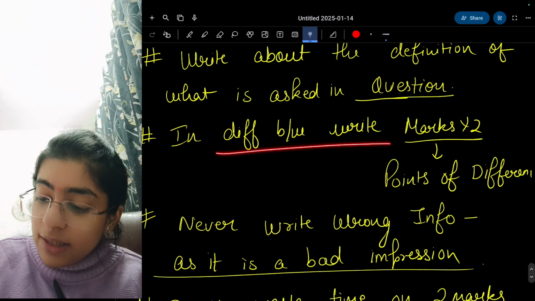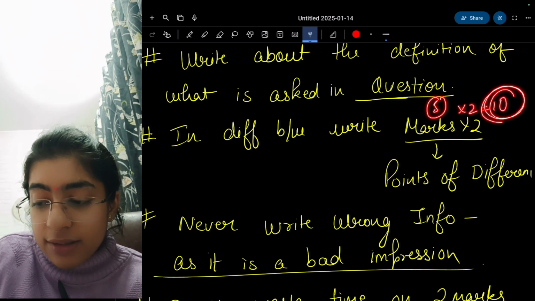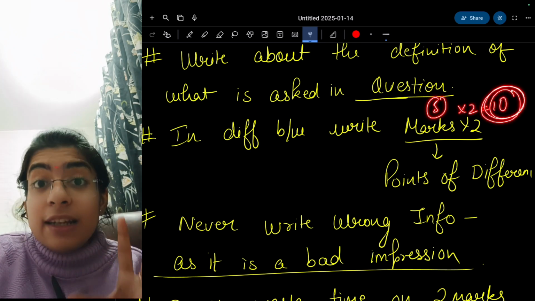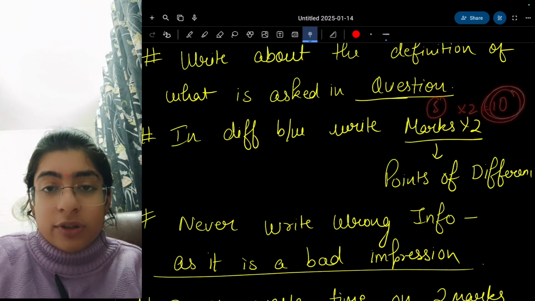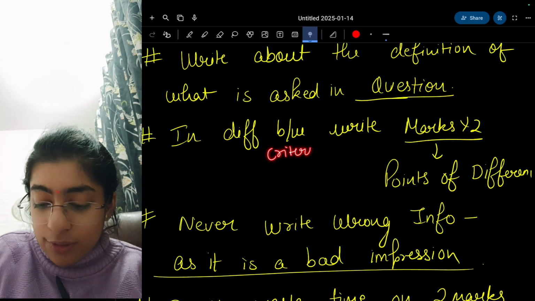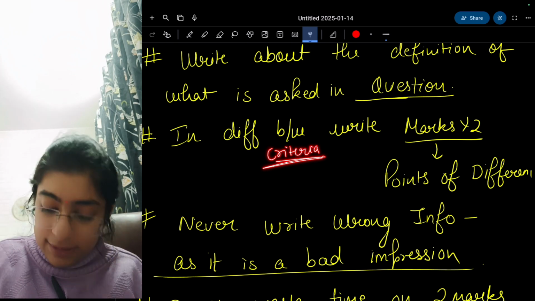In difference between questions, if it is a 5 mark question, then do write 10 points, and they should be valid points of difference. If possible, do write criteria also, because that will ensure that you are writing valid points.